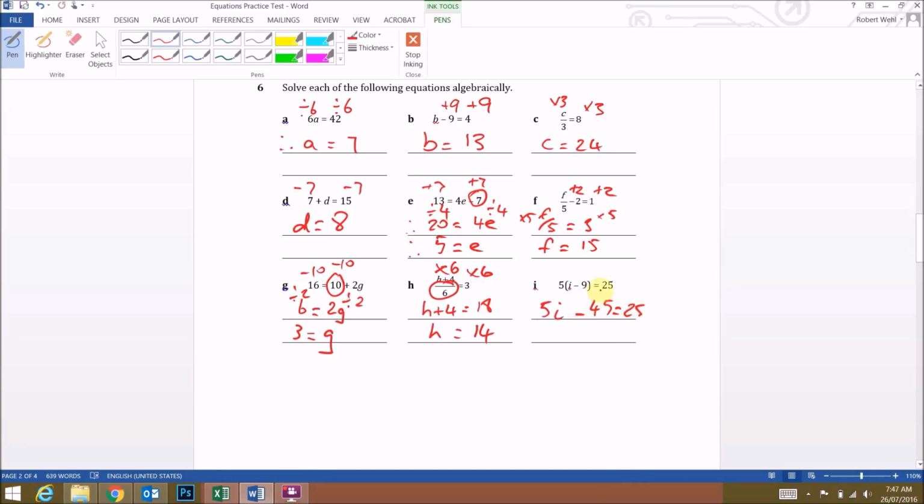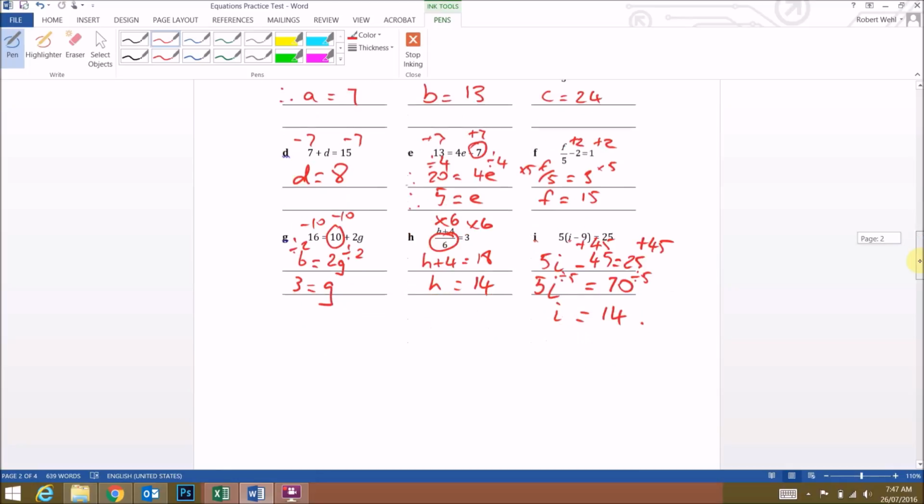Okay, now I need to get rid of the 45 by adding 45 to both sides. And now I need to divide by 5. So there you go, that's solving those ones algebraically.